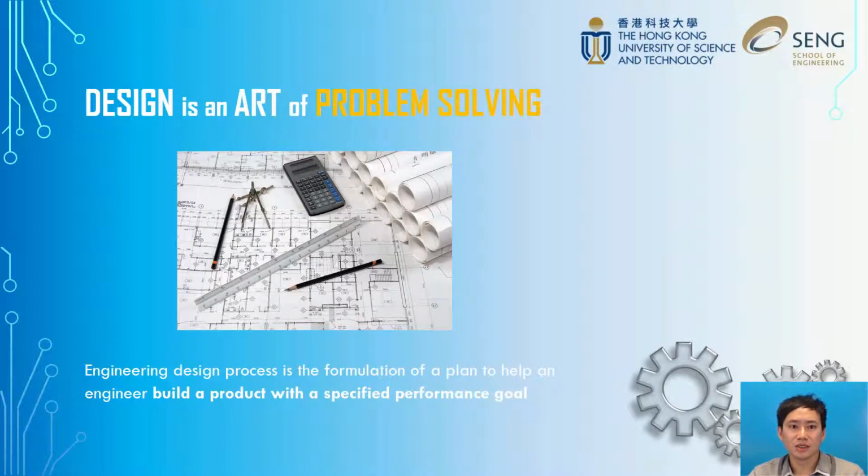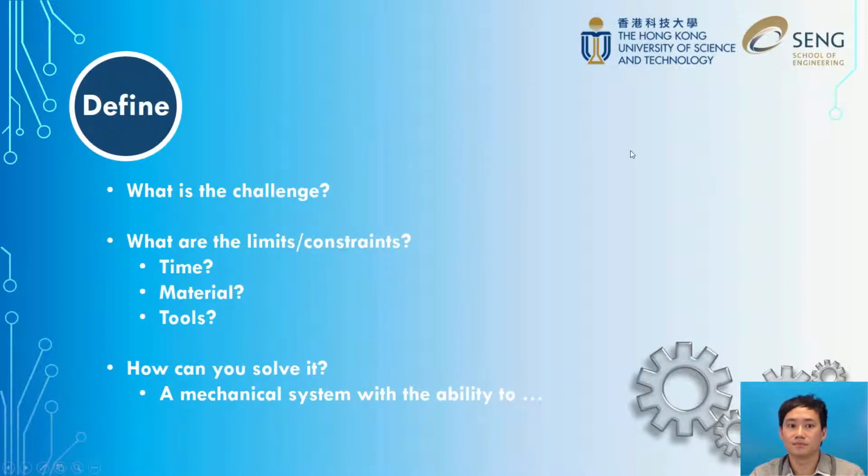As I mentioned, design is an art of problem solving, and you need to clearly define what is the problem that you are going to solve. So in the define stage, you need to know what is the challenge. What is the purpose of having the airship? Do you want to go for speed? Or do you want to go for control?